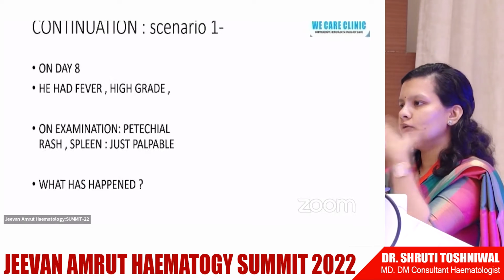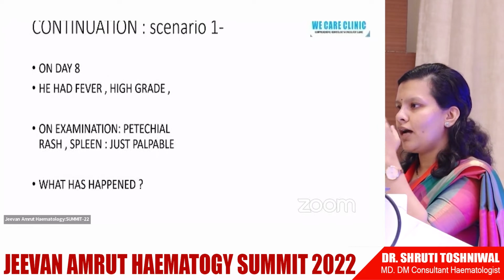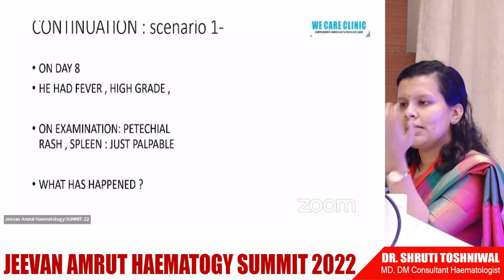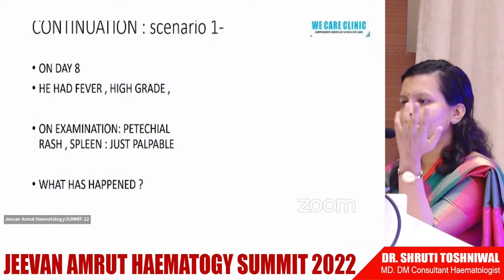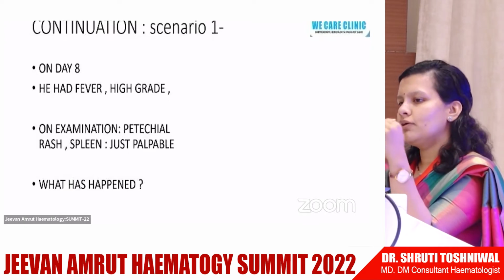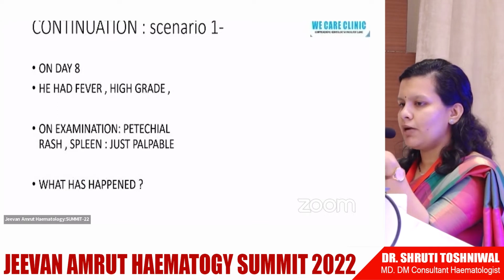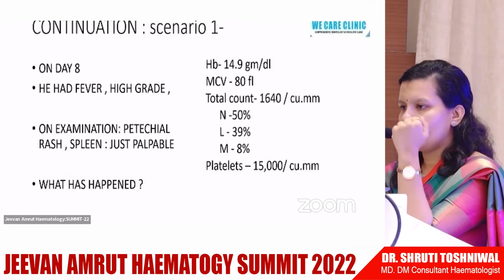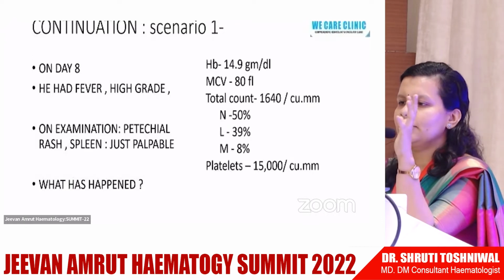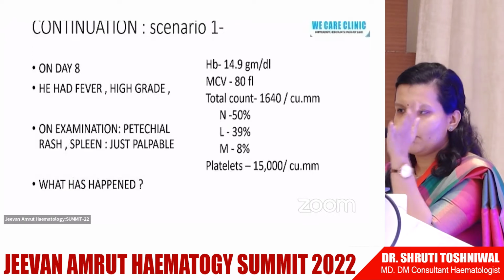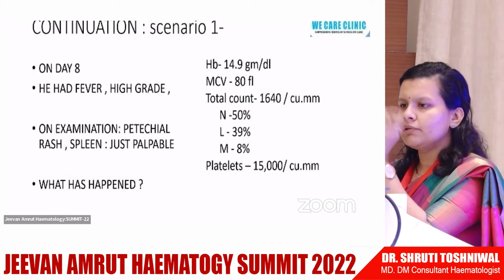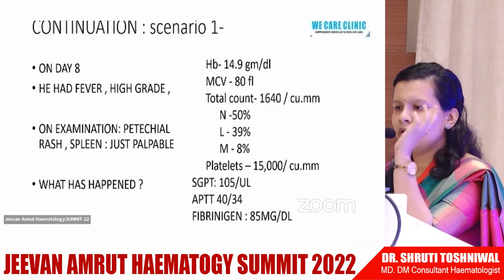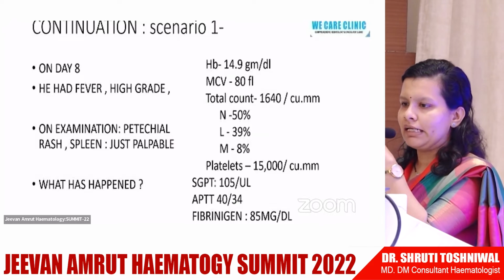We have a few scenarios: what happens in viral infection and how do you deal with different thrombocytopenias? The same patient, on day 8, starts spiking again. He has high fever, there is a petechial rash, and the spleen is palpable. So what has happened now? His hemoglobin is 14, his count has dropped to 1640, platelets are 15,000, and he has persistent fever spikes. His SGPT is elevated, his fibrinogen is low, and his ferritin has increased.